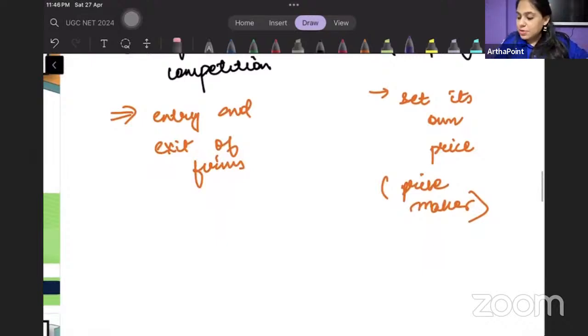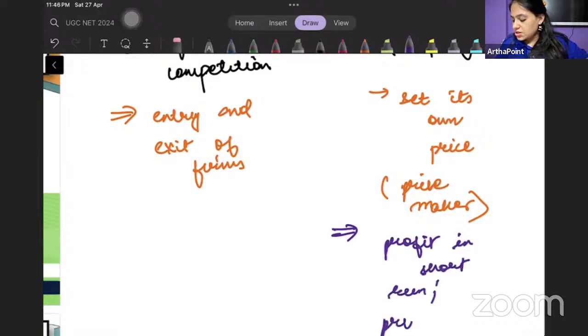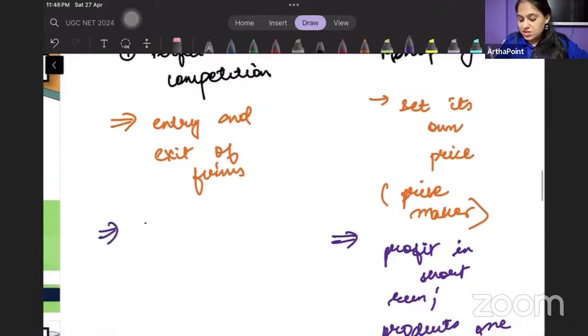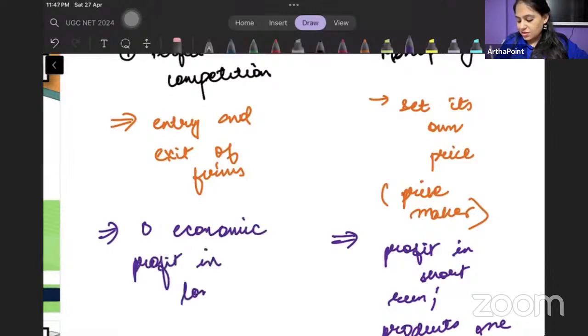Why monopoly? Because it can make profit in short run and products are non-homogeneous. Product is not homogeneous. But why perfect competition? Because there is zero economic profit in long run. Zero economic profit in long run. These are all the features. We need to remember these features well.